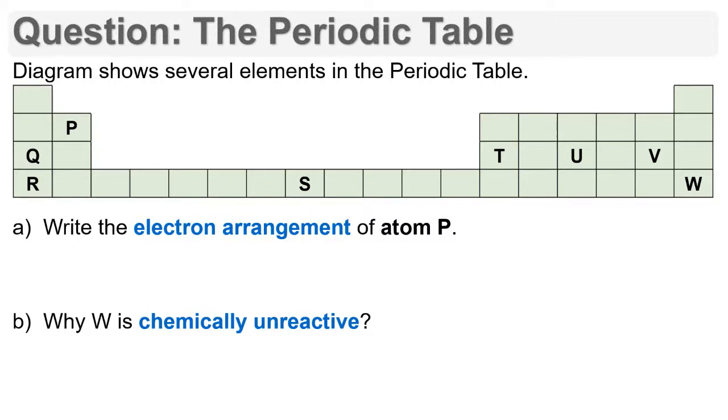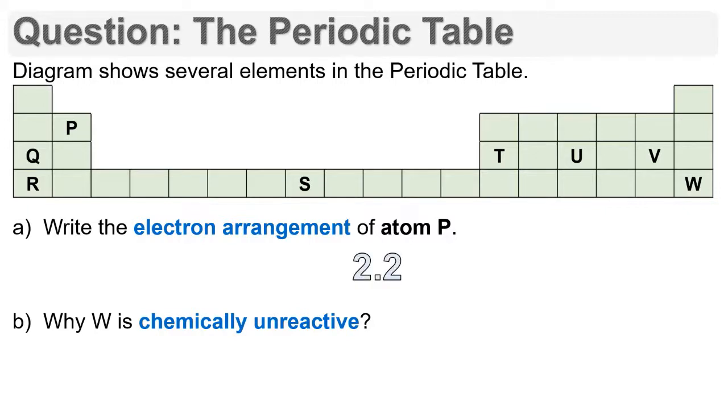A. Write the electron arrangement of atom P. Atom P is placed in period 2. Atom P has 2 shells filled with electrons. Atom P is also placed in group 2. Atom P has 2 valence electrons. Therefore, the electron arrangement of atom P is 2, 2.